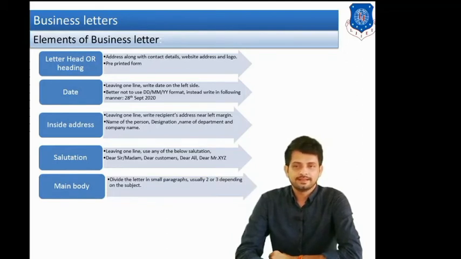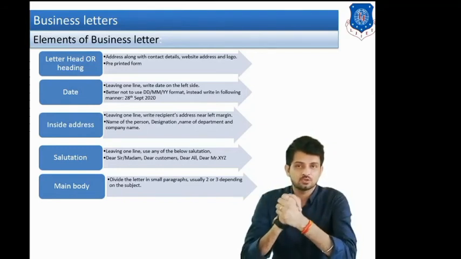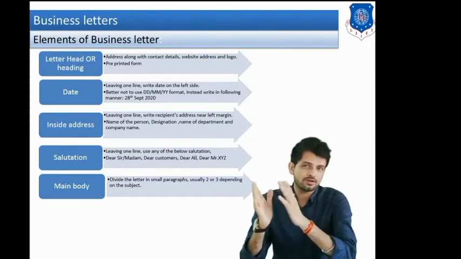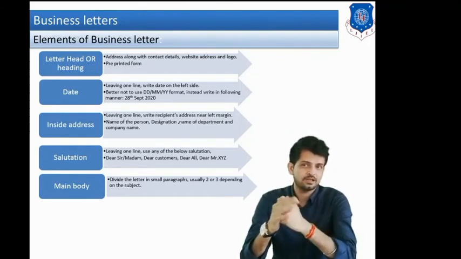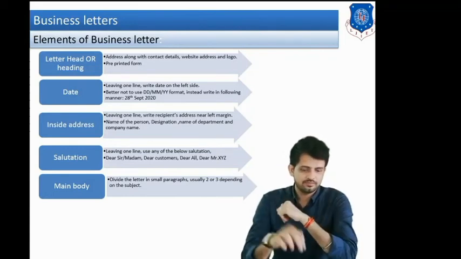Okay, then comes the main body. The main body consists of the main letter, the main message that we want to convey. While writing the main body, make sure that you write it in different paragraphs. Paragraphs of 2 to 3 or 3 to 4 lines should be there.